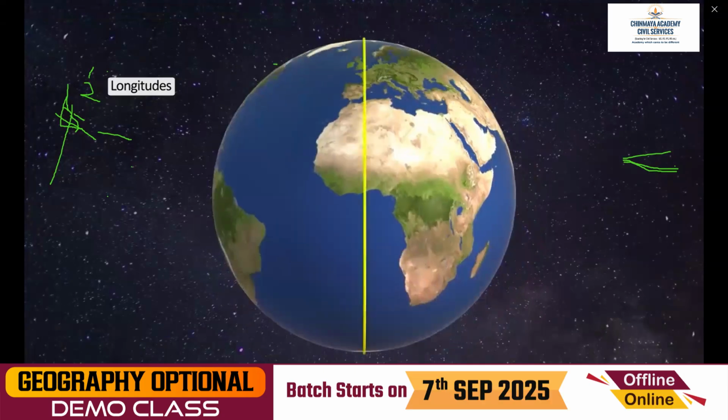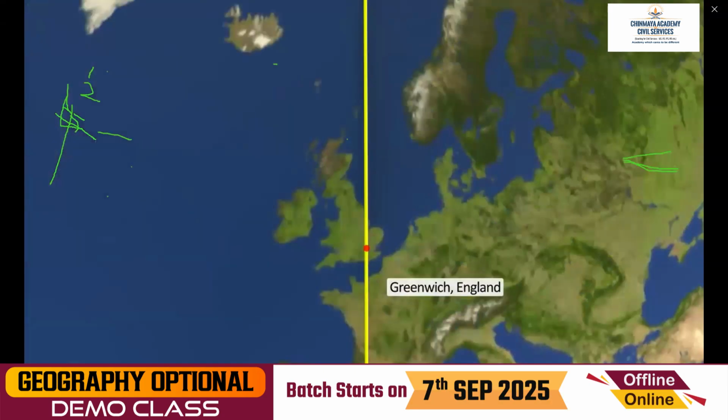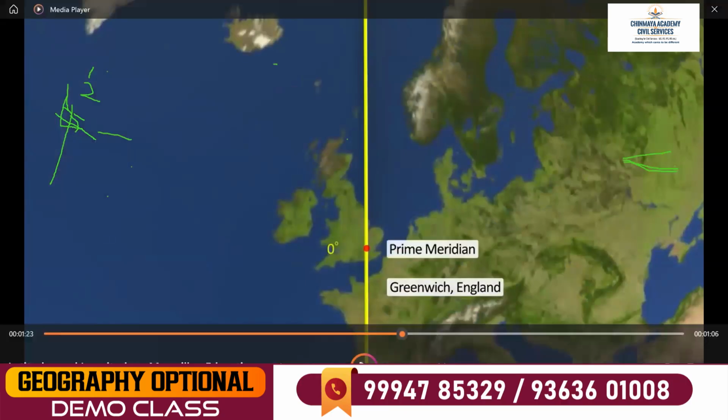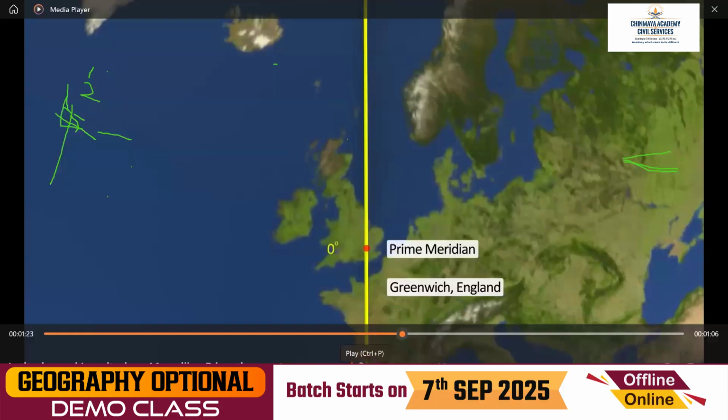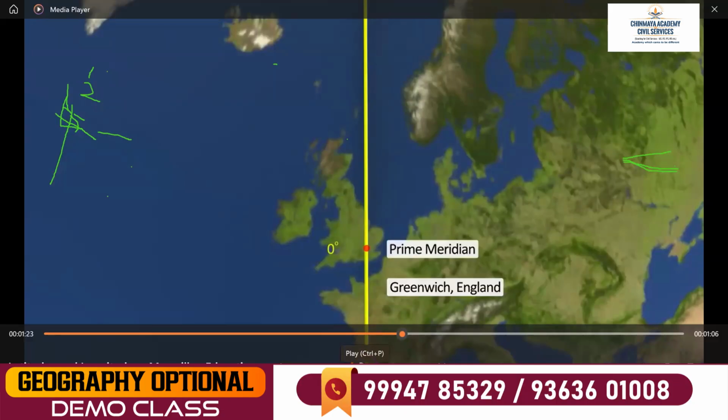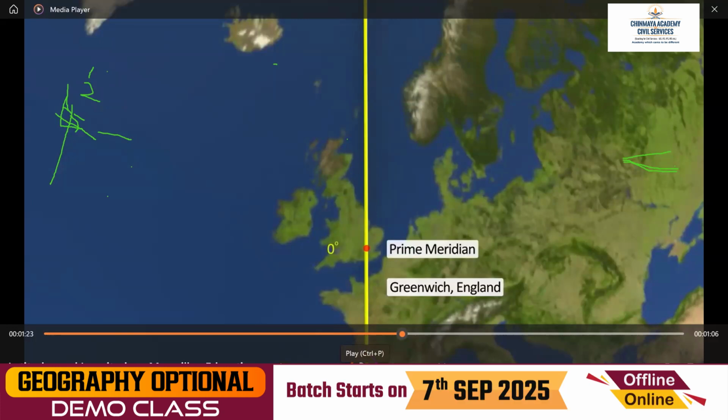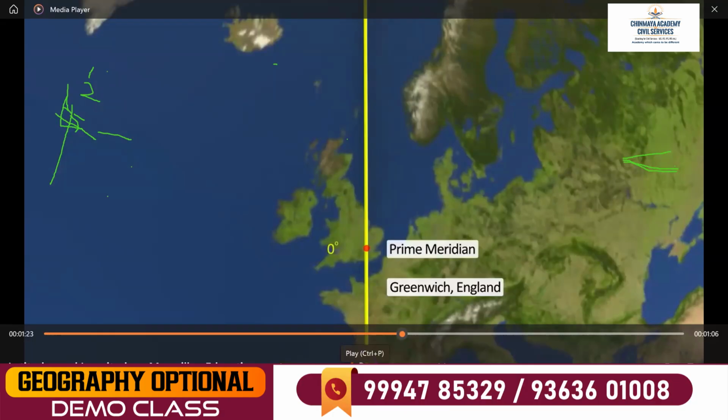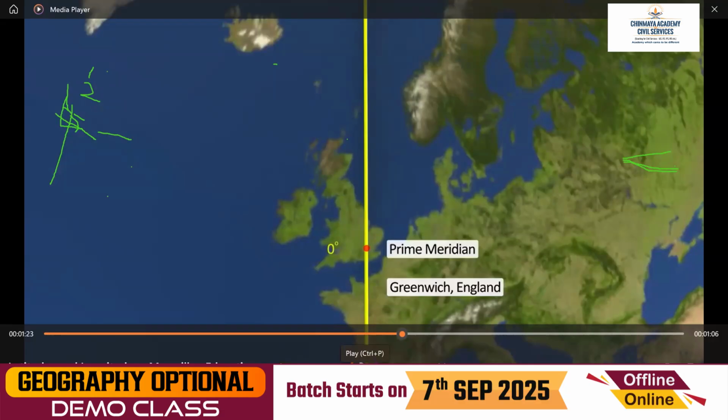The 0-degree longitude passing through Greenwich in England is called the prime meridian. Why is it passing through this? Because the UK ruled and colonized all the countries. They conducted a conference to decide the international time zones. That conference was held in Greenwich. So they fixed that place as the standard meridian, 0 degree.